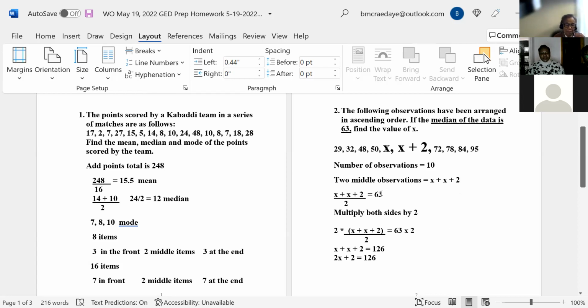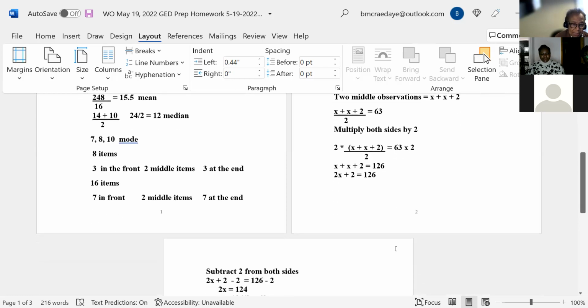Now we have to solve for x. First thing you want to do, you want to try to get all your x's on one side. So you multiply your 2 by both sides, and this gives you x plus 2 is 126. Then you combine your x's. 1x plus 1x is 2x. 2x plus 2 is 126.